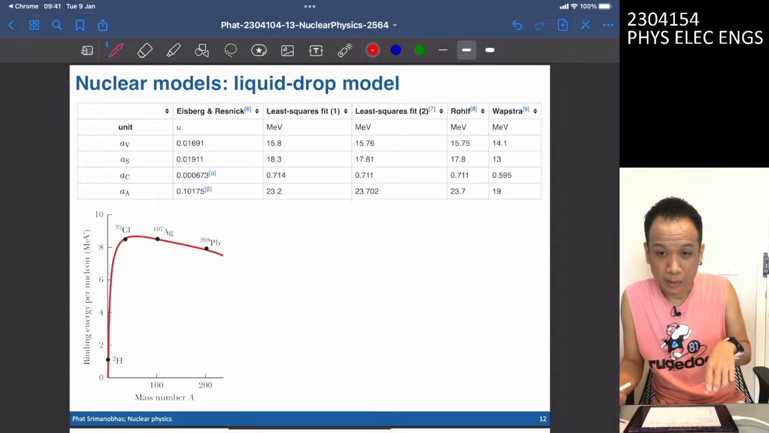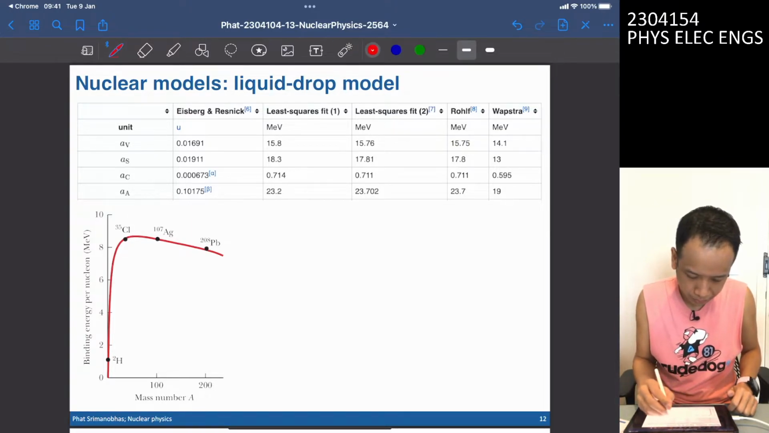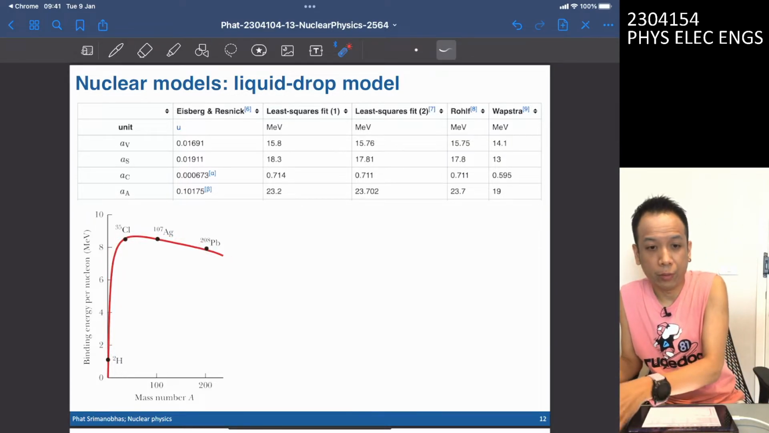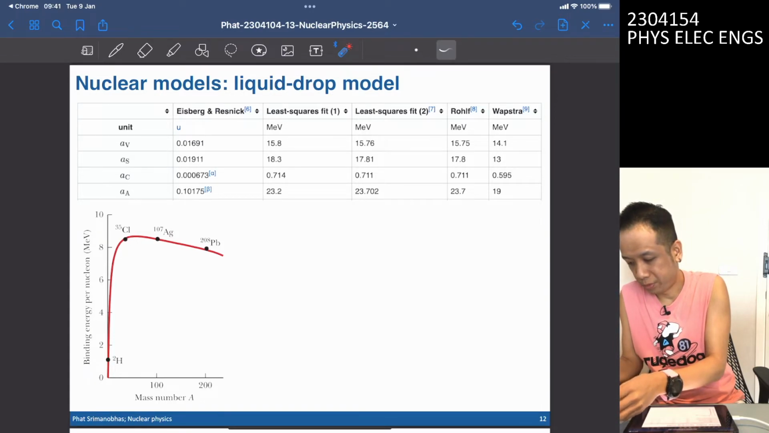So when you do the experiment and try to make a fit, you get this curve. And this curve fits quite well with the result we have.